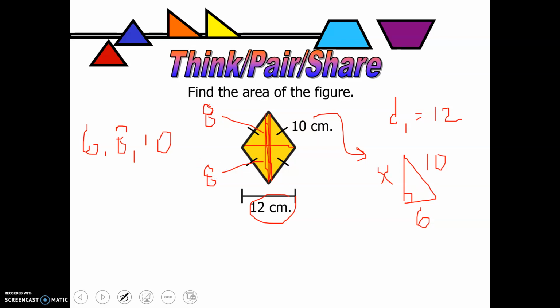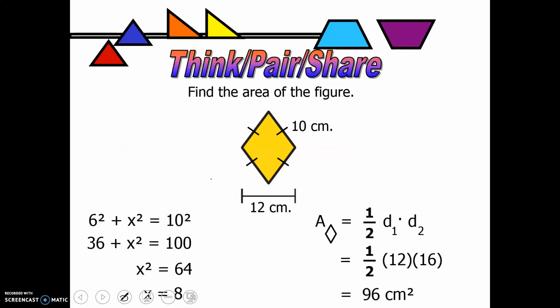So when you see the solution, you will notice we have a diagonal of 16, and we have a diagonal of 12. So in our solution, we take 1/2 times 12 times 16 to get a final area of 96 square centimeters.